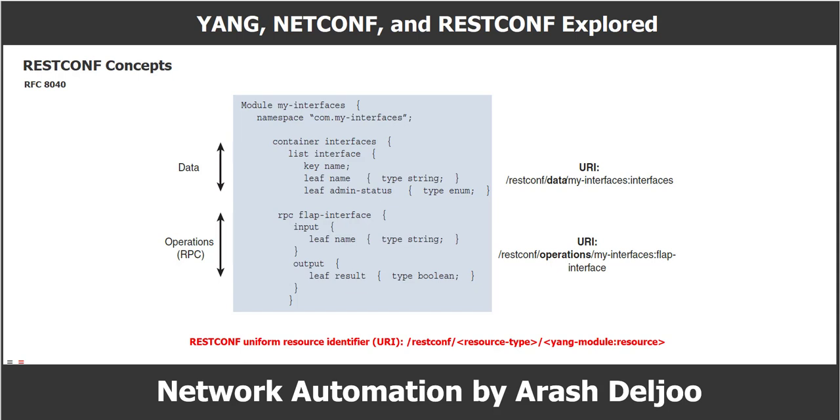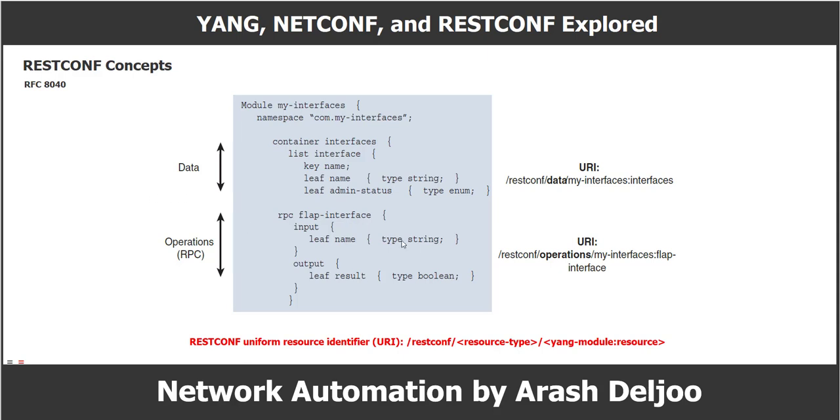This figure shows JSON-formatted RESTCONF data and an RPC operation and their associated URIs. As you can see here, we have two parts, the data part and the operation or RPC part, and here we have the URI. A module my-interface, namespace, container, and after that a list interfaces. We have a key name, leaf name, and also leaf admin-status. I explained about the leaf previously.